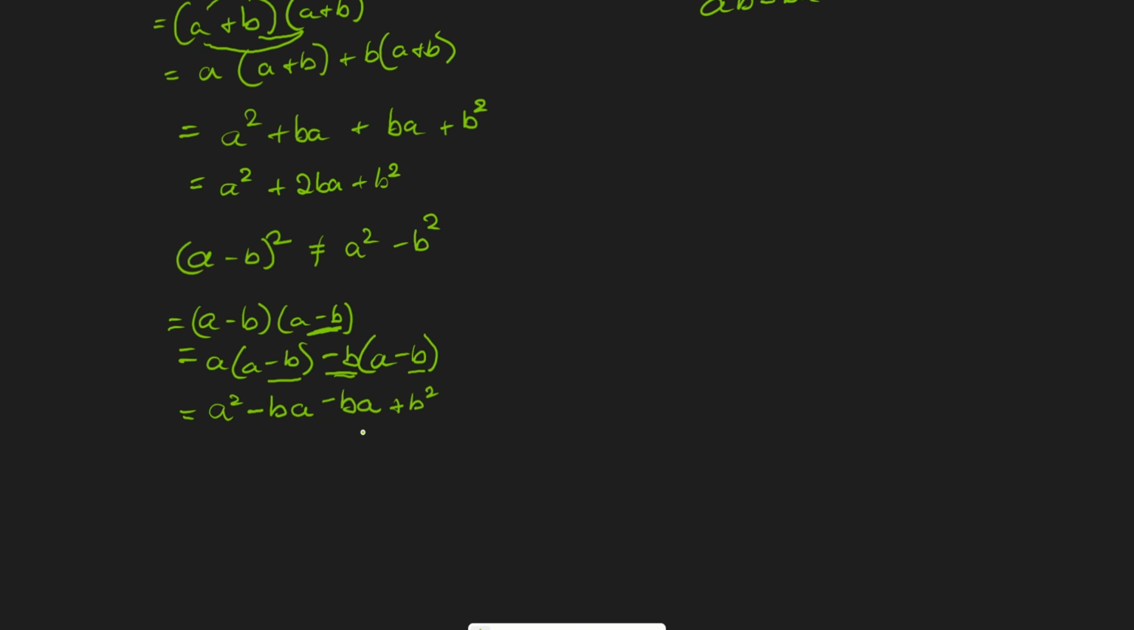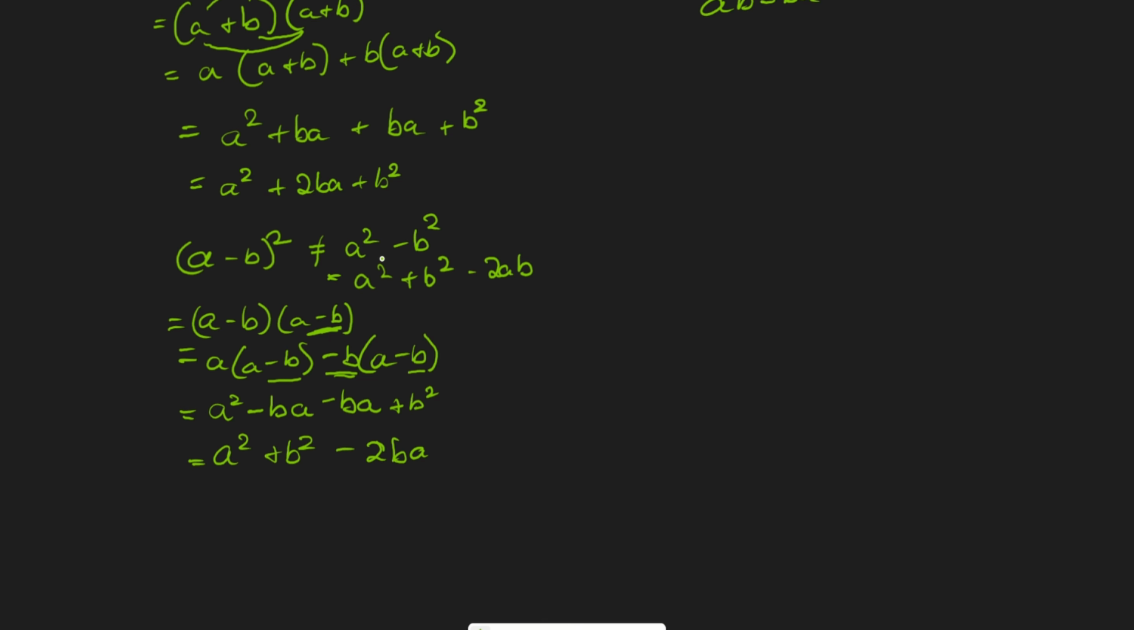Right. So a square minus ba is the same as writing, we ignore the signs, we do ba plus ba, which is 2ba, and we see they both have minuses, so it's minus ba minus ba, it's minus 2ba. Go check out our video on the number line. So this is a square plus b square minus 2ba. Right, so a minus b whole square is not a square minus b square, but a square plus b square minus 2ab.